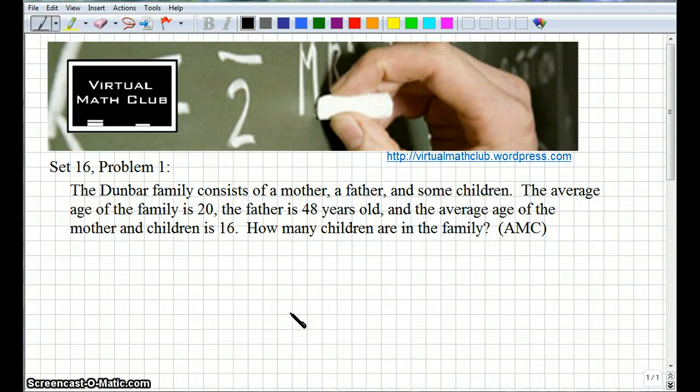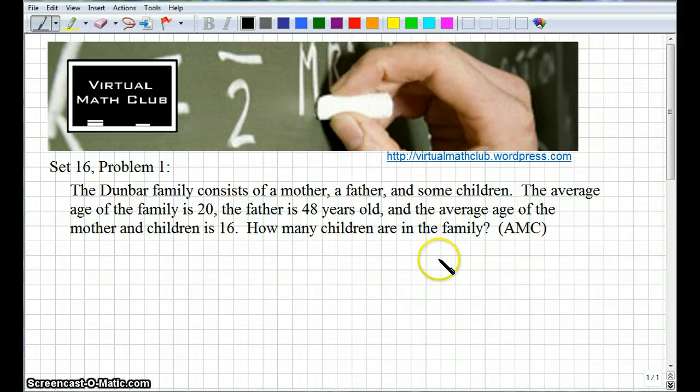Alright, in this problem we have the Dunbar family, which consists of a mother, a father, and some children. The average age of the family is 20, the father is 48 years old, and the average age of the mother and children is 16. And the question asks how many children are in the family.